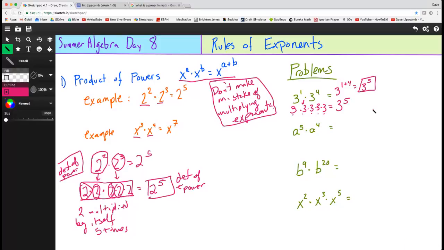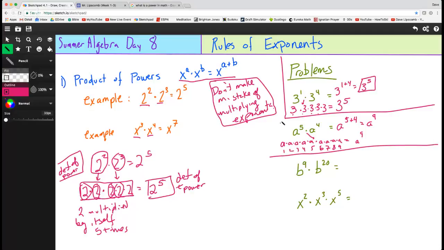Okay? So now let's start. We'll apply our rule first. A to the 5th times a to the 4th means a to the 5 plus 4 equals a to the 9th. And let's see why that's true. Well, a to the 5th is a times a times a times a times a. And a to the 4th, there's my multiplication, is a times a times a times a. Well, we have 1, 2, 3, 4, 1, 2, 3, 4, 5, 6, 7, 8, 9. A to the 9th, lo and behold.